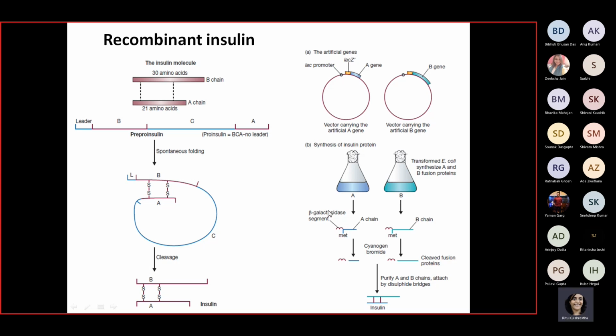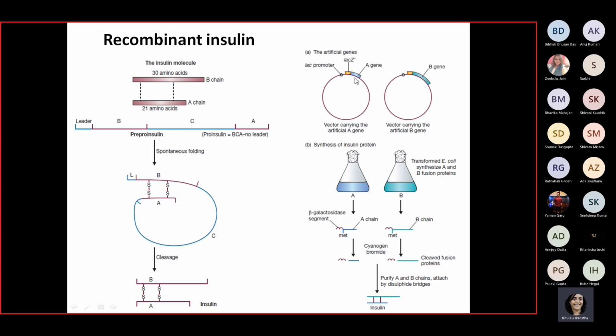Now, the thing is how insulin was overexpressed and finally harvested for therapeutic purposes. Initially, they had two different plasmids, and they thought that only A and B are finally used, so why clone C? In one plasmid they cloned A, in the other they cloned B, and harvested the protein.